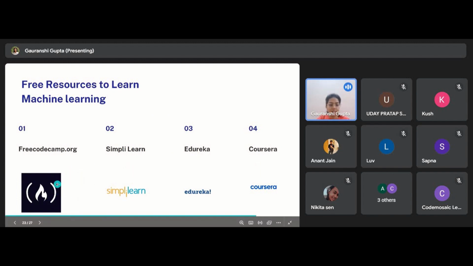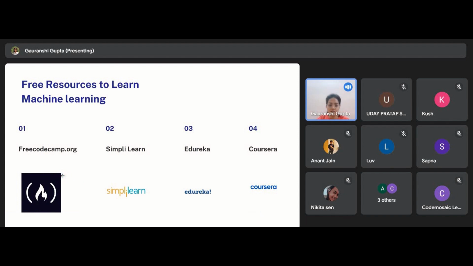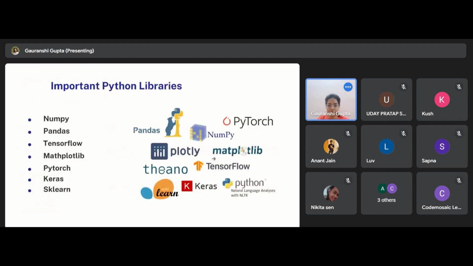This is Free Code Camp. The videos in Free Code Camp are really good. I have also learned from various resources on Free Code Camp only. Then there are Simply Learn, Edureka, and Coursera. You can try them out.